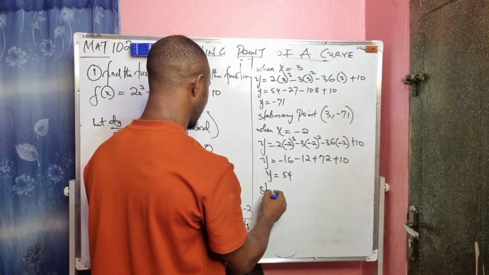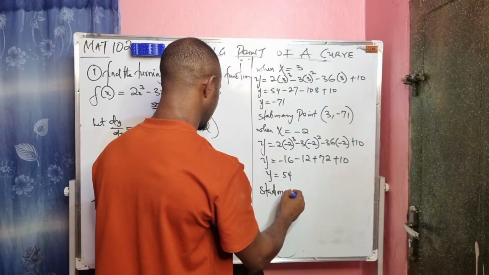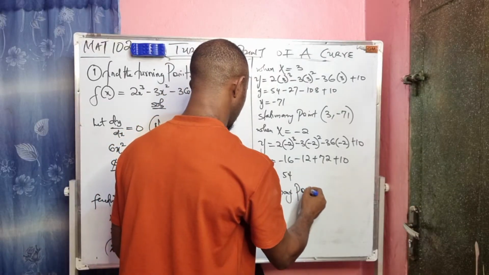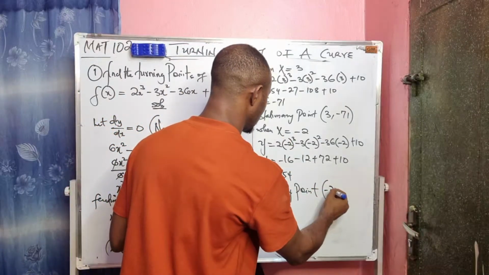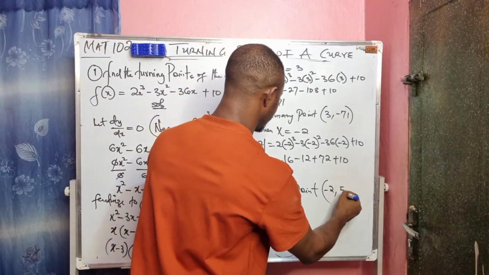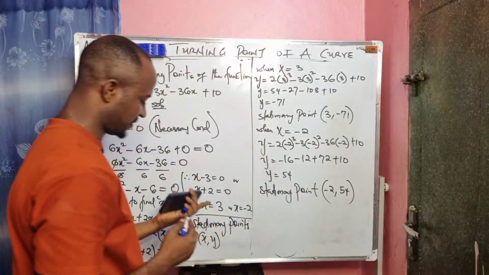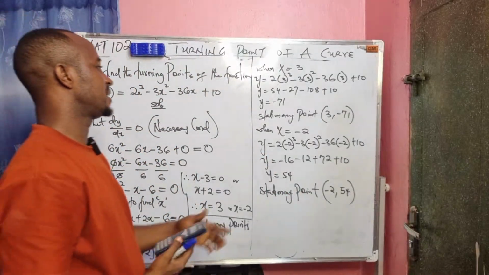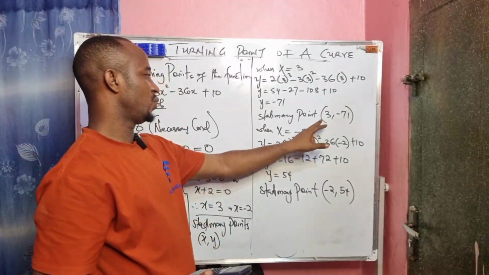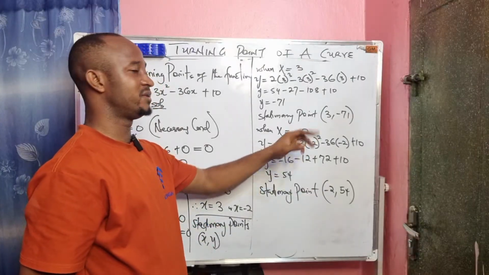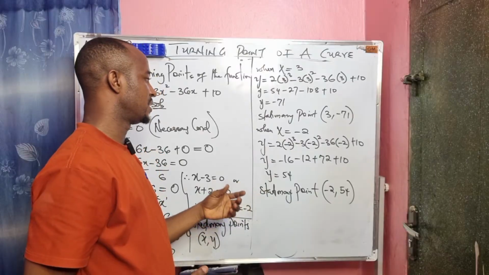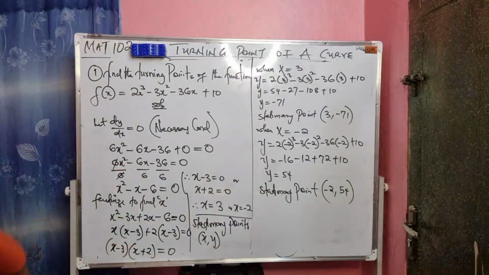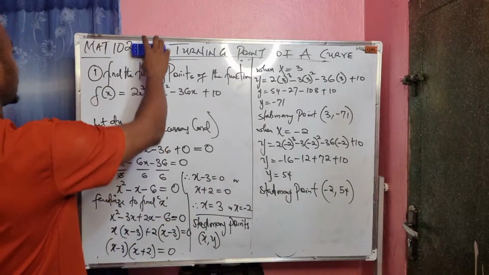Therefore, the second stationary point will be when x is minus 2, y is 54. All right, so let's verify. We have two stationary points, we have this and we have this. So we don't really know which of these will be minimum and which maximum. All right, so we have to apply the sufficient condition.